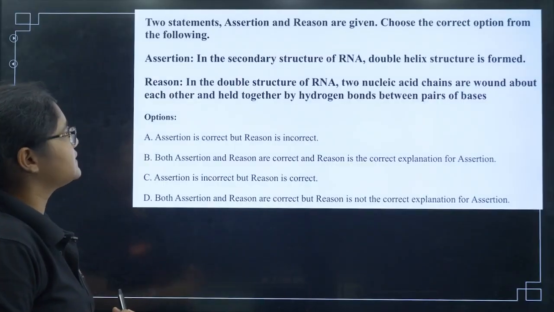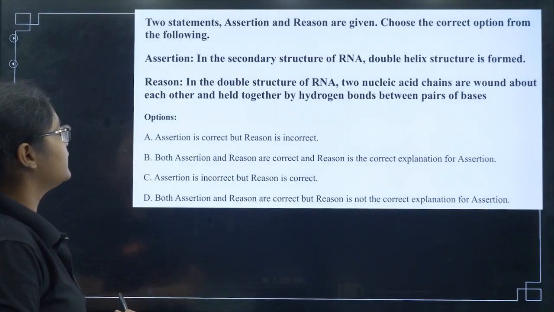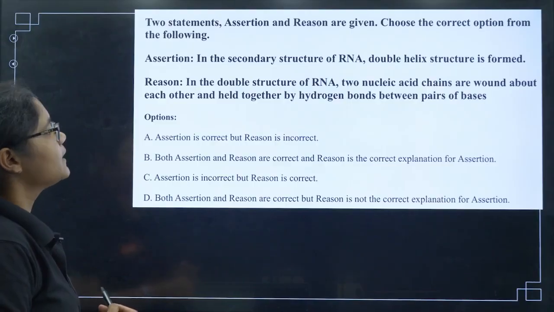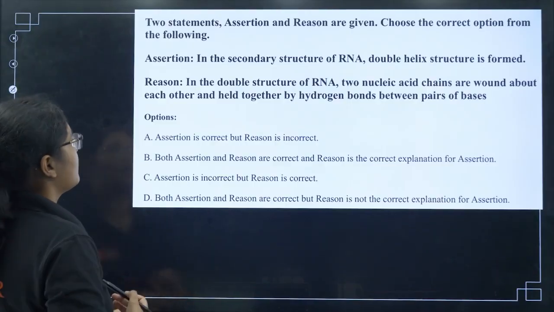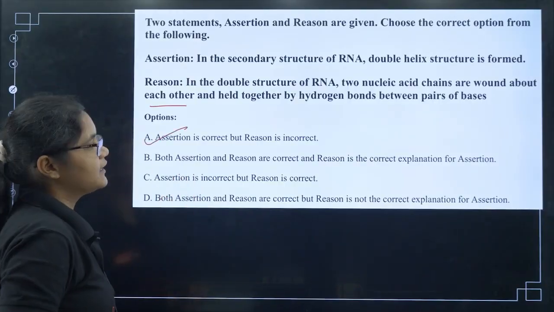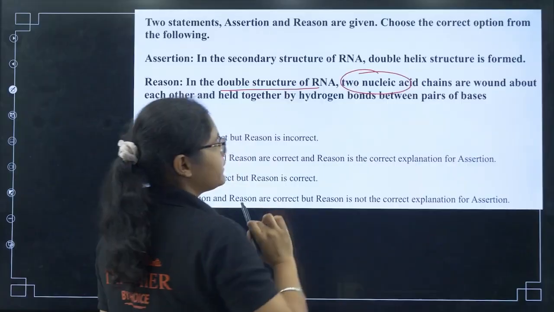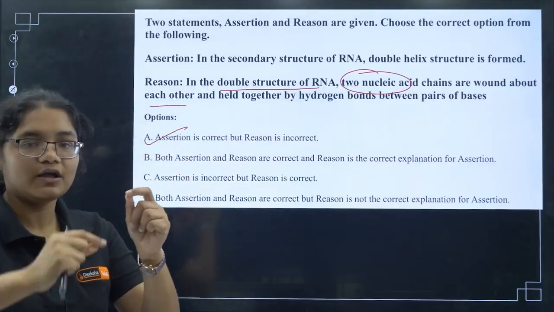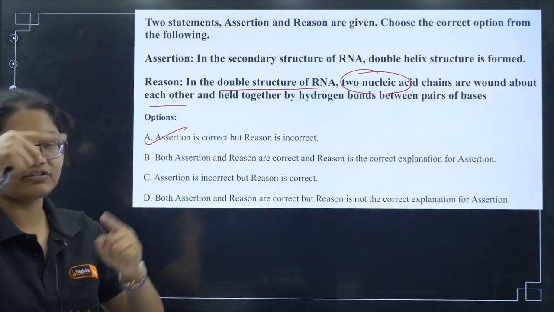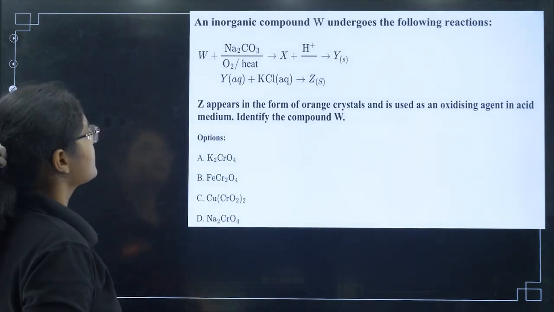Next, in the secondary structure of RNA, double helix structure is formed. In the double helix structure of RNA, two nucleic acid chains are wound about each other. So here also your assertion is correct, but reason is incorrect. Why? In the double helix structure of RNA, we don't have two nucleic acid chains, one single nucleic acid coils. Then there is hydrogen bonding. So two nucleic acid chains are not involved. So option number E.